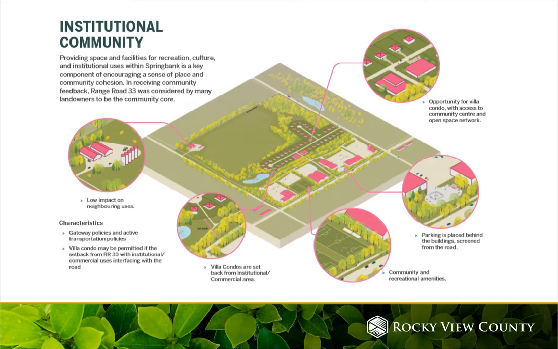Providing space and facilities for recreation, culture, and institutional uses within Springbank is a key component of encouraging a sense of place and community cohesion. In receiving community feedback, Range Road 33 was considered by many landowners to be the community core. The area already features a number of spaces for educational, community, and religious assembly uses. The intention of the institutional and community service area is to allow these existing uses to expand alongside complementary development to establish a focus for the Springbank community.